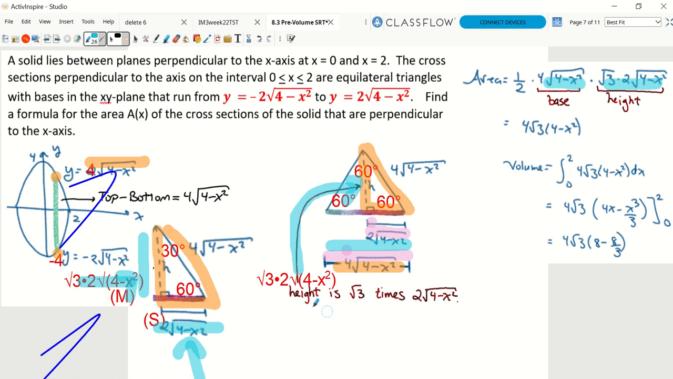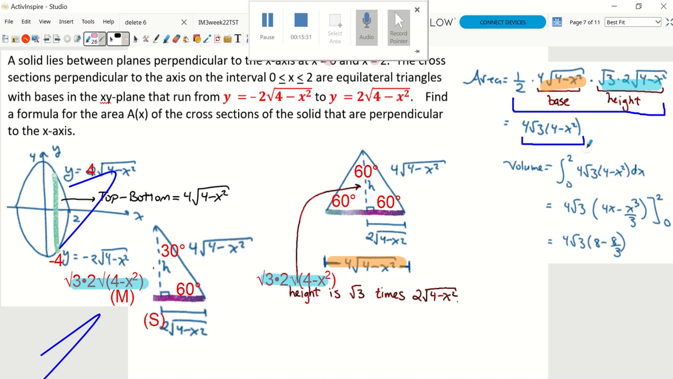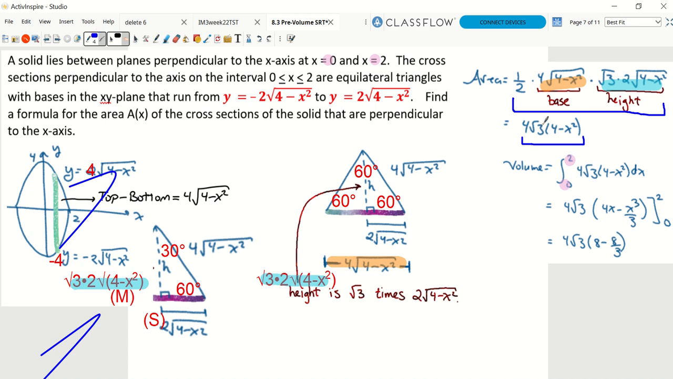Base times height. I got a lot of highlights going over here. Let me actually erase some things here. So we got our height, we got our base. We good? And then we got 1/2 as a constant. This whole thing right here simplifies to this. And remember, we are integrating from 0 to 2. And we just copy this thing down right here. Algebra, yank this out, done.